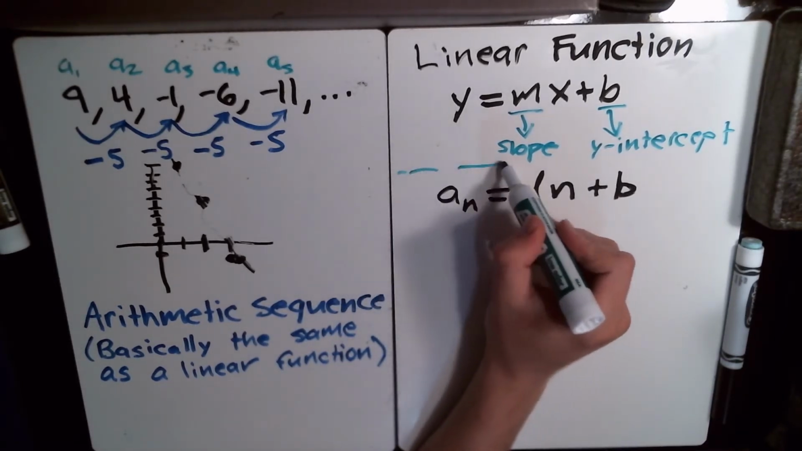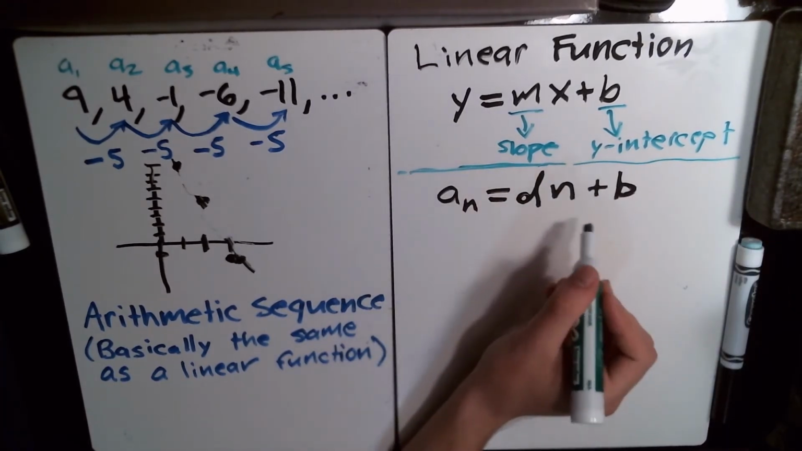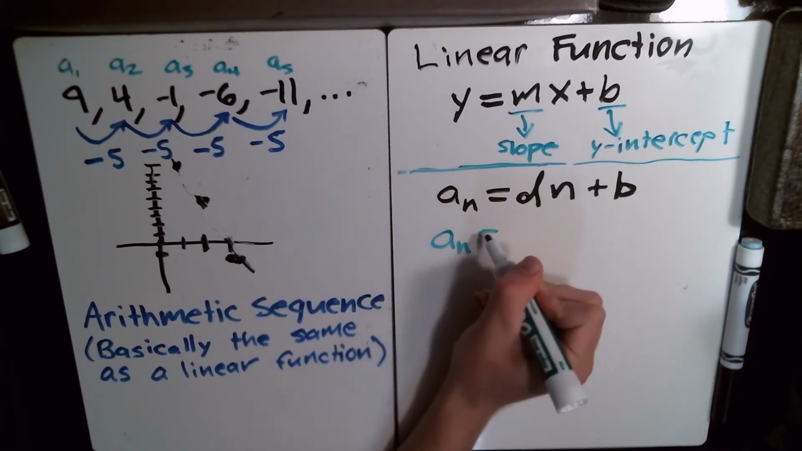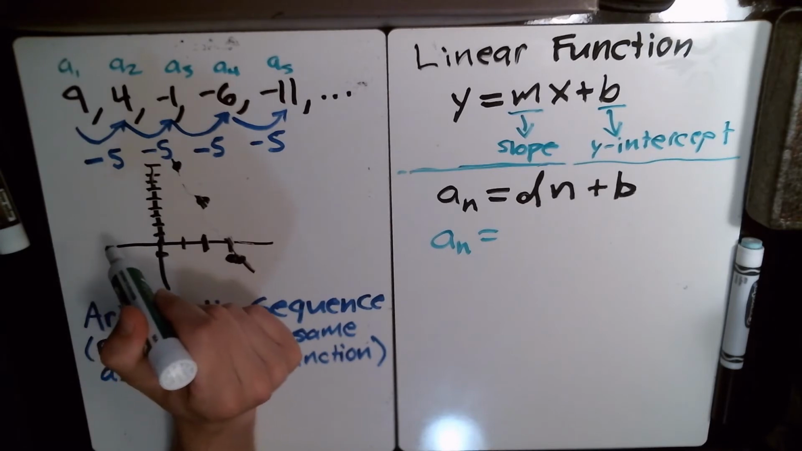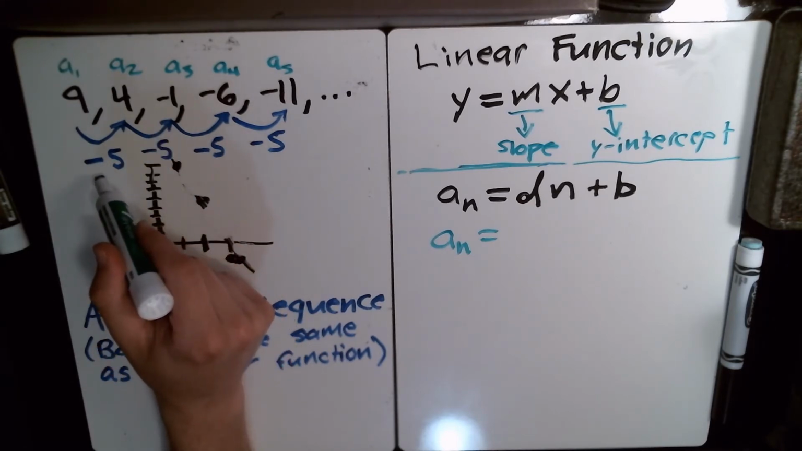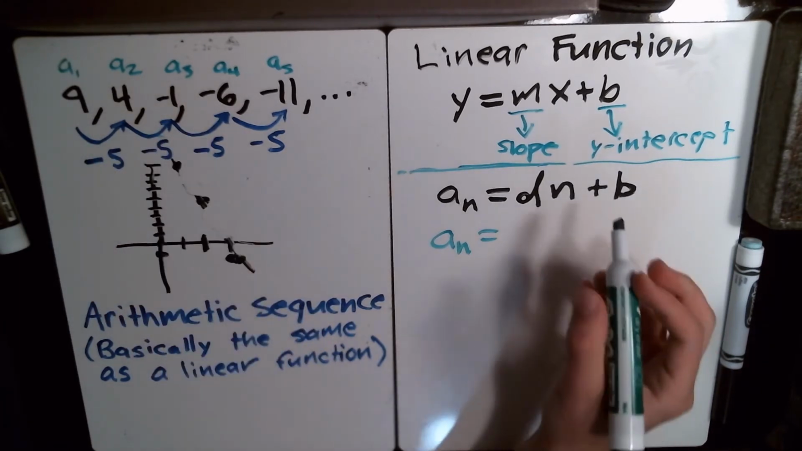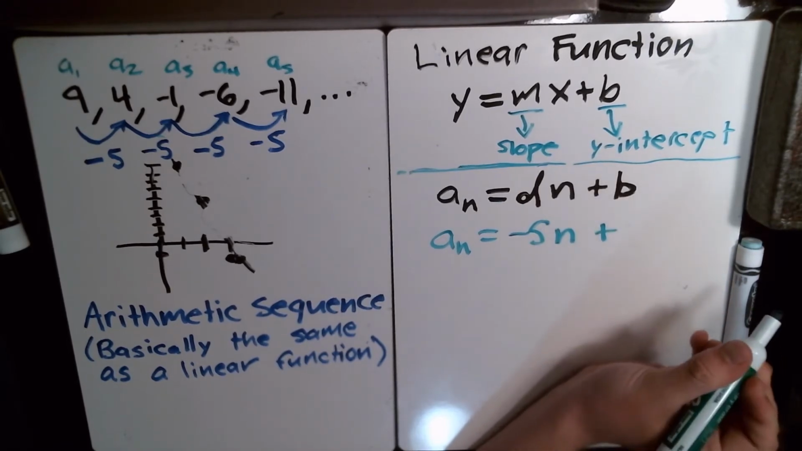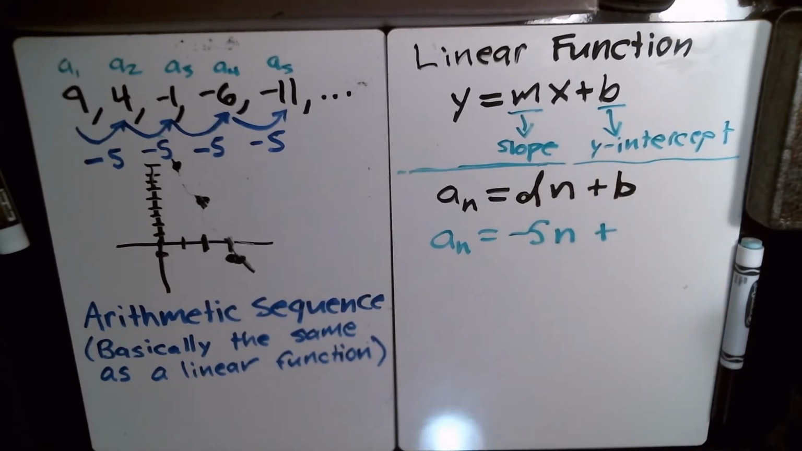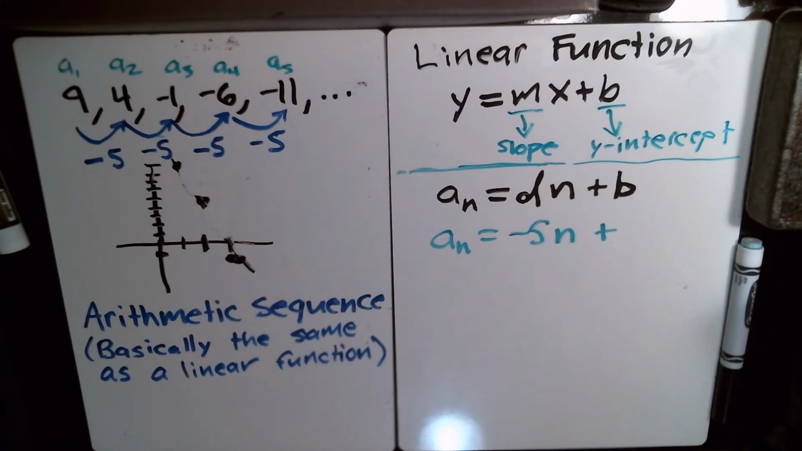So here, we'll draw a line here. So a sub n is dn plus b. Well, d is the difference between the terms of your sequence, okay? And so in this case, d is -5, right? Every time I'm going down 5, so it's going to be -5 times n, and then plus b, right? For the linear function, b was the y-intercept, okay?